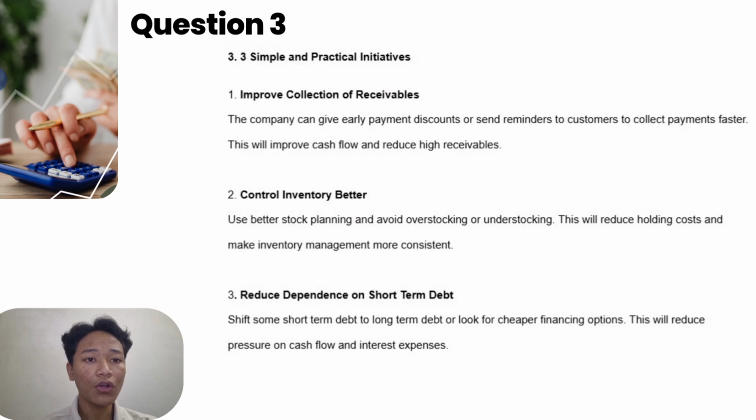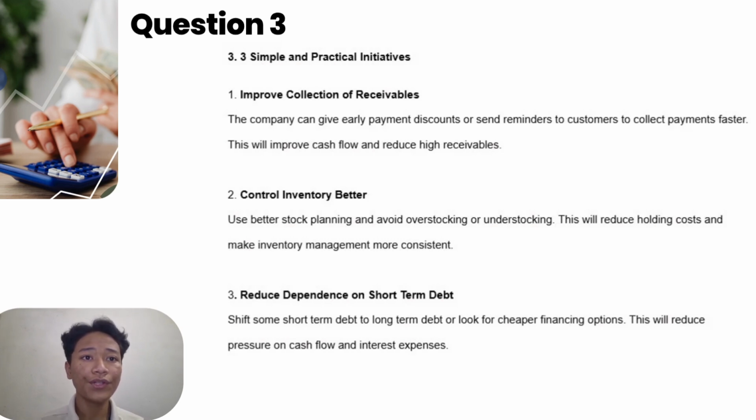Number 2 is control inventory better. They can use better stock planning and avoid overstocking or understocking. This will reduce the holding cost and make inventory management more consistent.